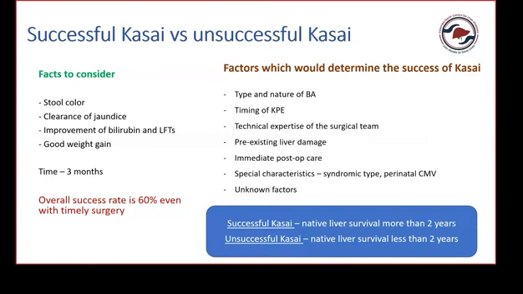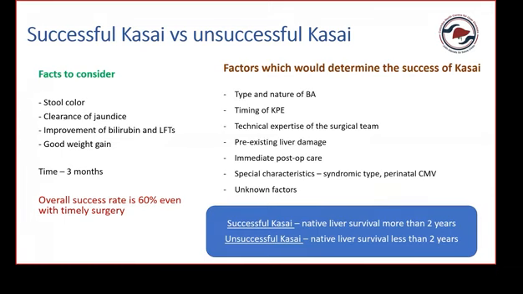So if there is a child who has survived more than 2 years without a liver transplant, that is definitely a successful Kasai. The disease will progress. The child might require a liver transplant at 3 years, 4 years, 7 years, or maybe at 20 years as an adult. So that is a successful Kasai. If the Kasai was unsuccessful, the child cannot live with the native liver more than 2 years.